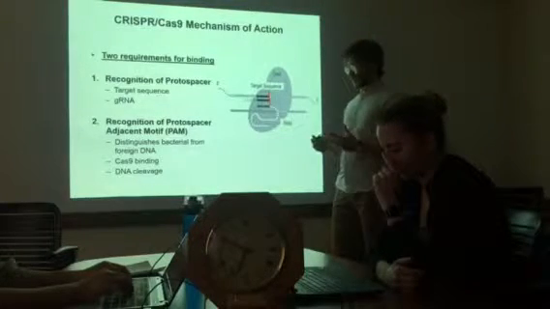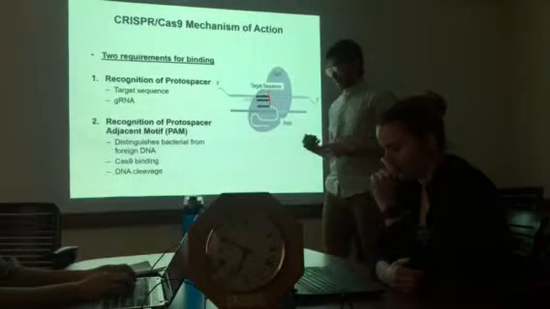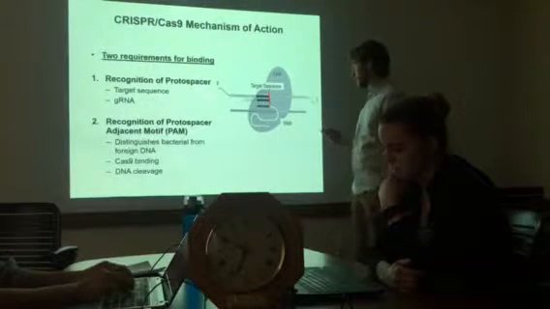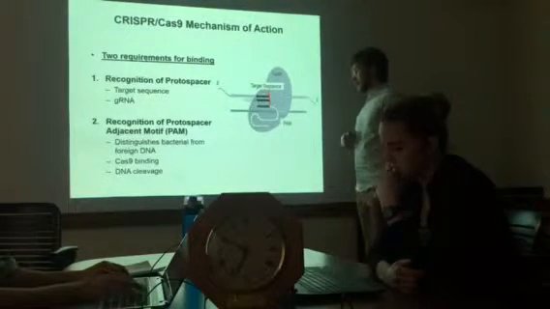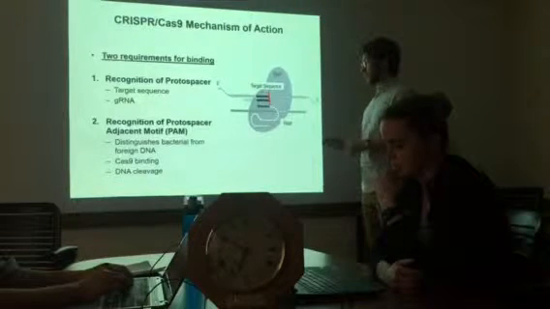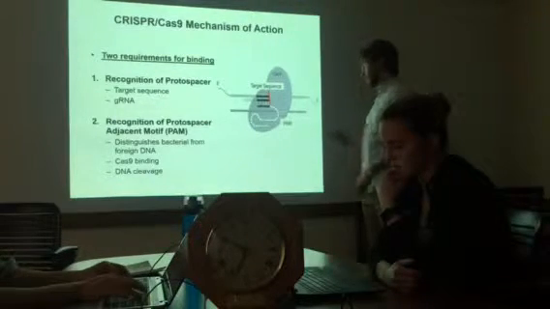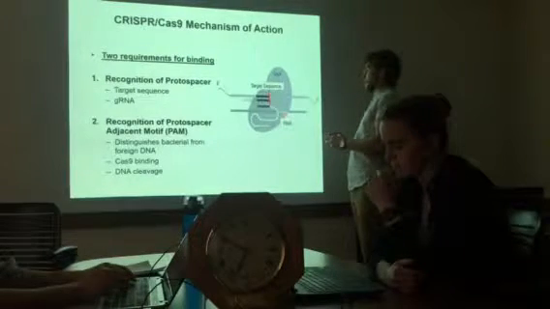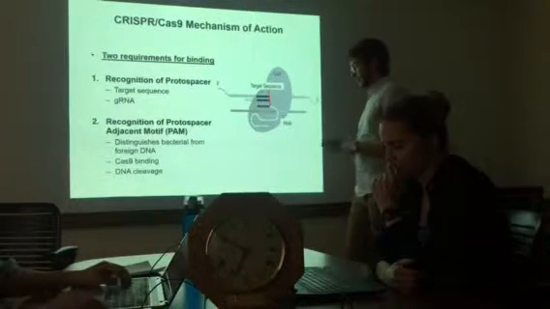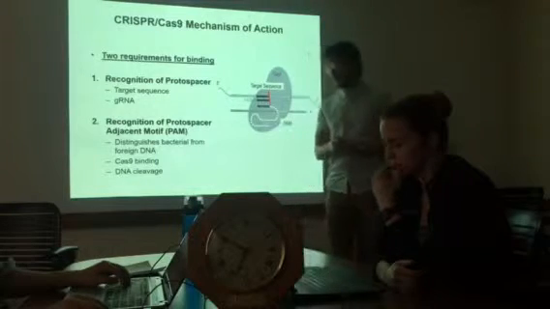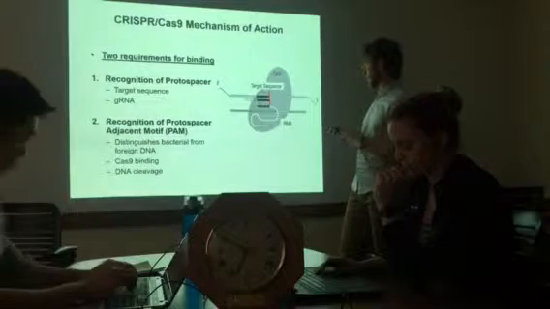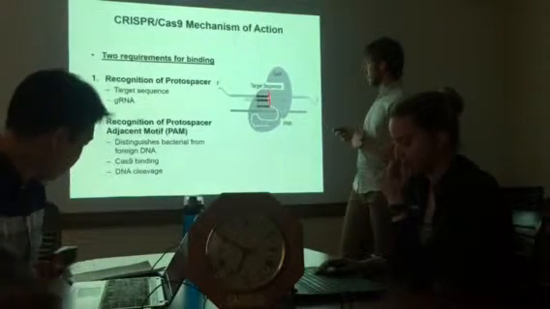So for the mechanism of action, there are two requirements for the binding. The first one is the recognition of the protospacer, which is just the target sequence, seen right here, by the gRNA, and also recognition of the protospacer adjacent motif, which is right here. Usually it has one random nucleotide followed by two guanines, and it distinguishes bacterial from foreign DNA, and that is where the Cas9 binds.